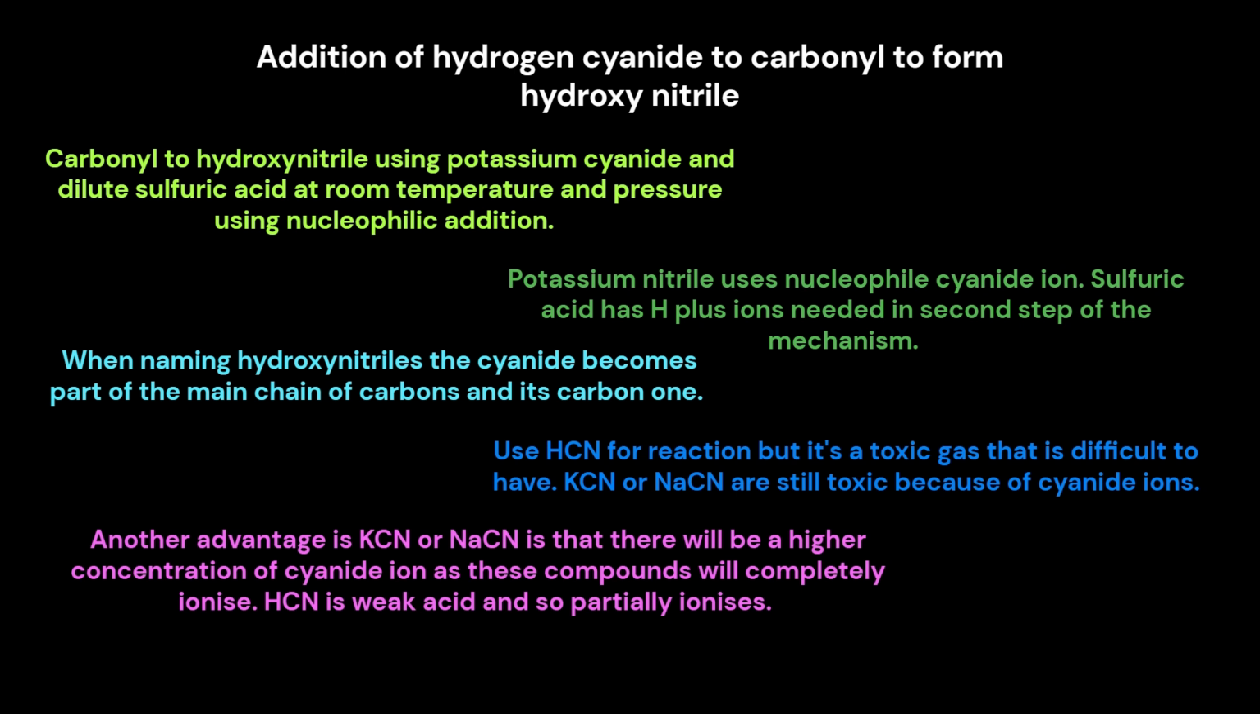You could use HCN for the reaction, but it's a toxic gas that is difficult to handle. KCN or NaCN are still toxic because of the cyanide ions. Another advantage of KCN or NaCN is that there will be a higher concentration of cyanide ions, as these compounds will completely ionize. HCN is a weak acid and so only partially ionizes.